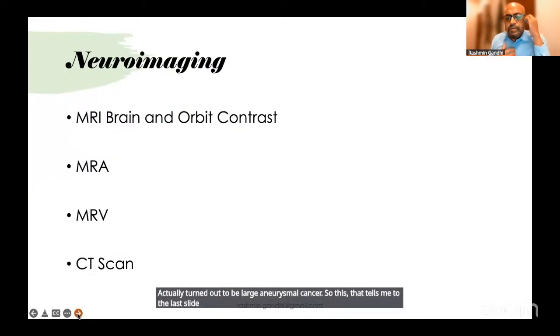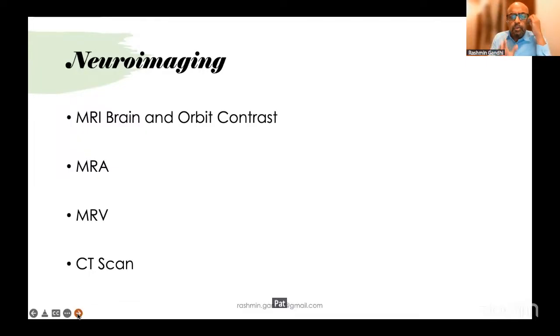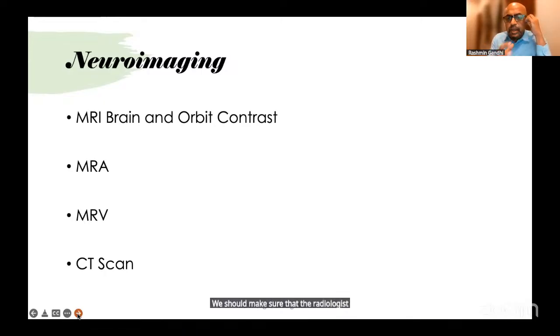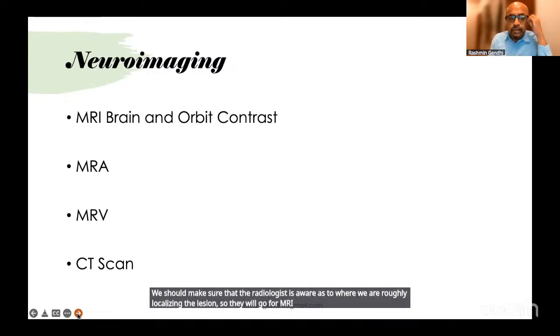So what kind of investigation should we request in these patients? A patient who has a predominant vision loss, which is unilateral or bilateral, the first investigation of choice would be MRI brain and orbit with contrast. If the patient has an ocular motility issue, MRA would be there. Even if we are not requesting it, we should make sure that the radiologist is aware of where we are roughly localizing a lesion, so they will go for MRA if they don't find anything in MRI.